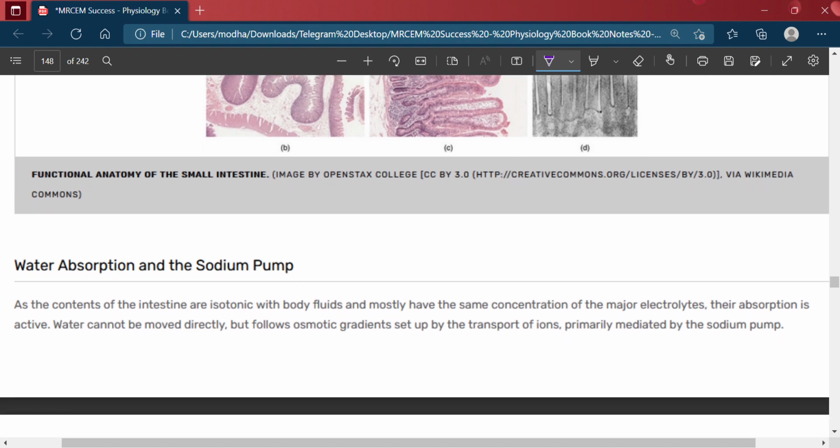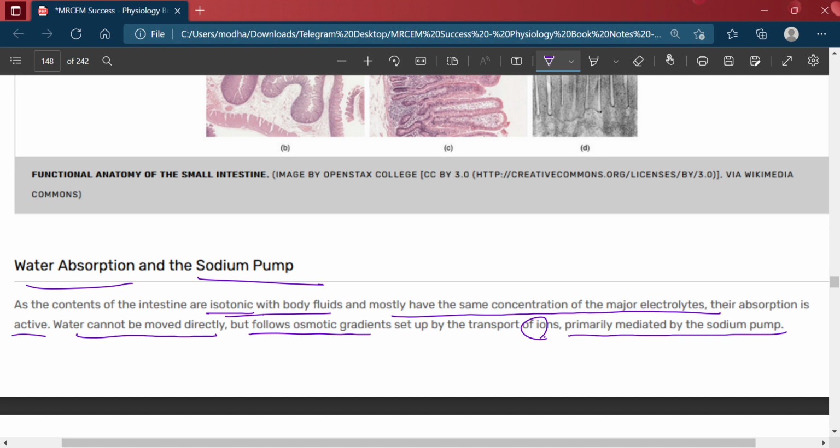Water absorption and the sodium pump. As the contents of the intestine are isotonic with body fluids and have the same concentration of the major electrolytes, their absorption is active. Water cannot be moved directly but follows the osmotic gradient set up by the transport of ions, primarily mediated by the sodium pump.